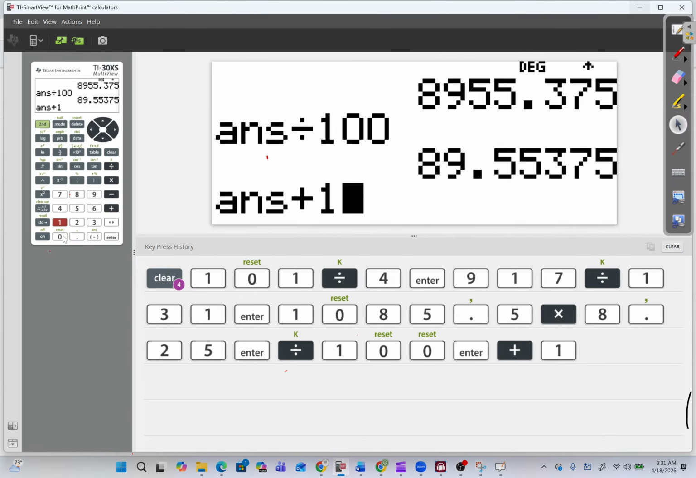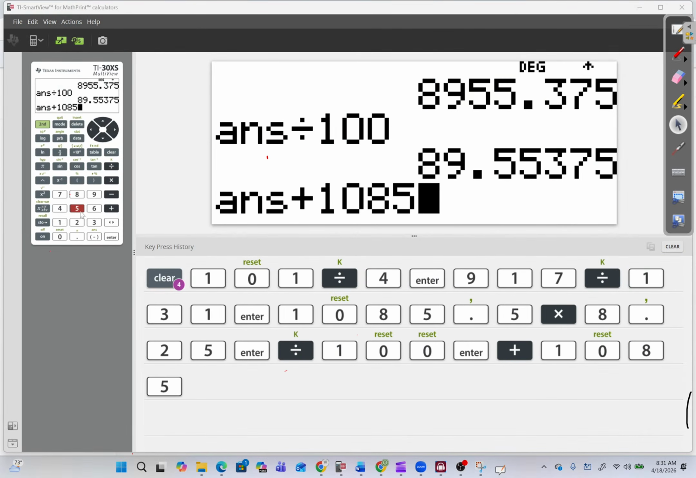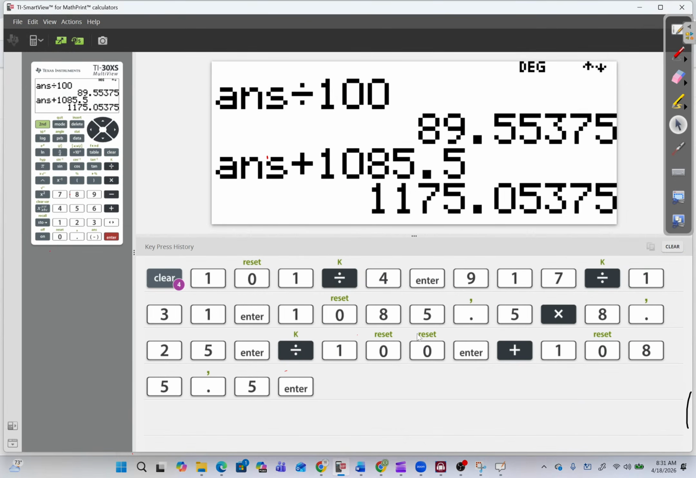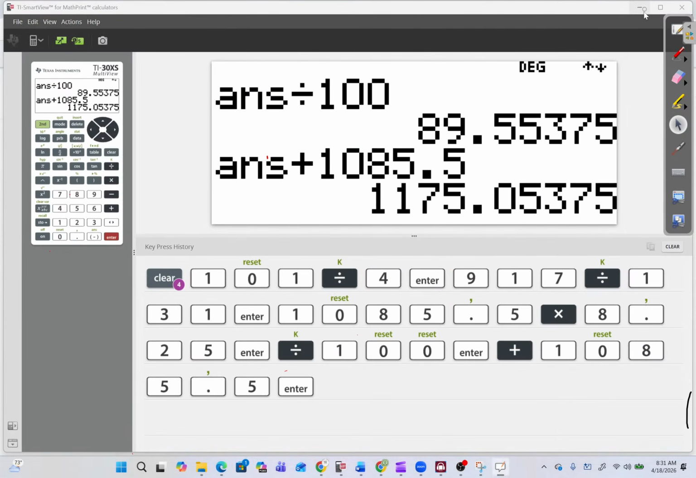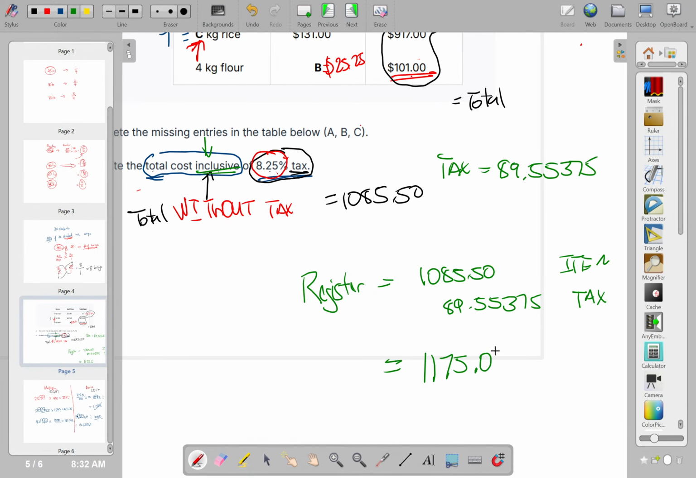Then I'm going to add back the 1,085. What was it? 1,085 point what again? 0.50. There we go. 0.5. So then it's going to be 1,175. Good job to you, Michelle. 0.05. Yeah, 0.5. There we go. So that would have been the amount after the entire tax was included. Okay, so make sure everybody fully grasps that. Percentages have to get applied to something. All right, hope that makes a lot of sense.